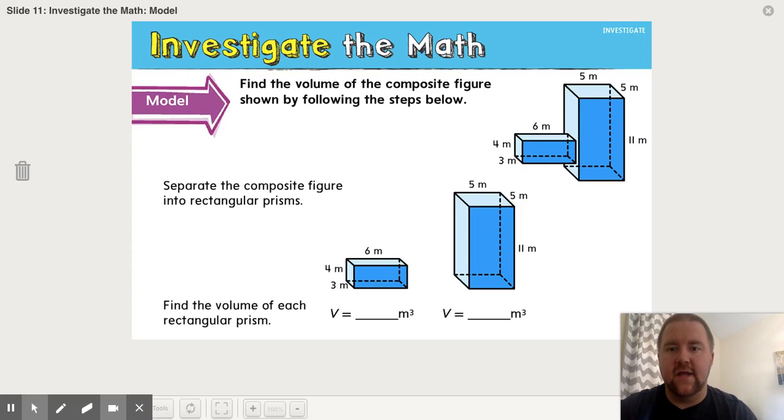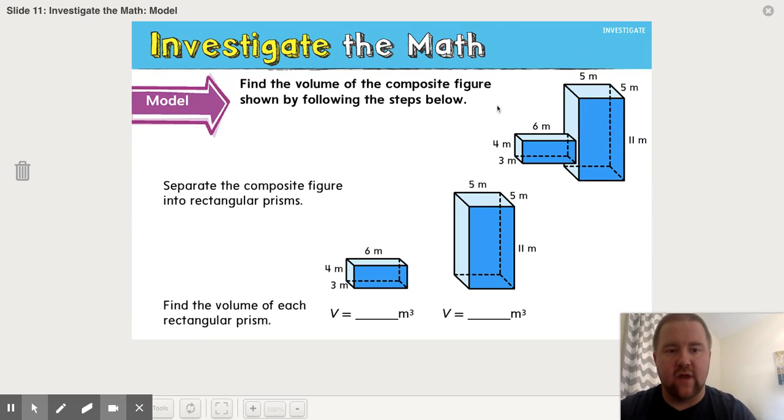Hey squad, today we are going to be doing a little bit more with volume, but something a little more challenging than what we were doing yesterday. Yesterday we were just doing length times width times height. Today we're doing that, but more than once. So what do I mean? We're going to be finding the volume of a composite figure.